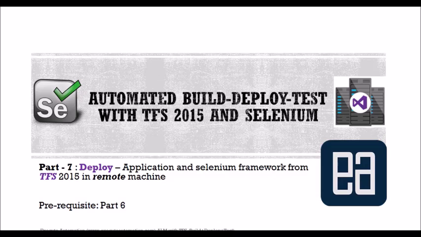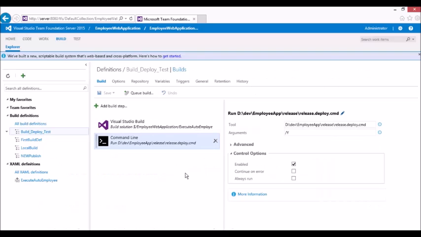So for that, I'm going to flip to Team Foundation Server. In the last video, we were trying to deploy our application in our local Internet Information Server, and we saw how to do that using the Visual Studio Build and the command line tool. So this time we're going to make a little changes here and there. And the only change which I'm going to do to deploy in a remote machine is by changing the command line argument that we did in the release.deploy.cmd.